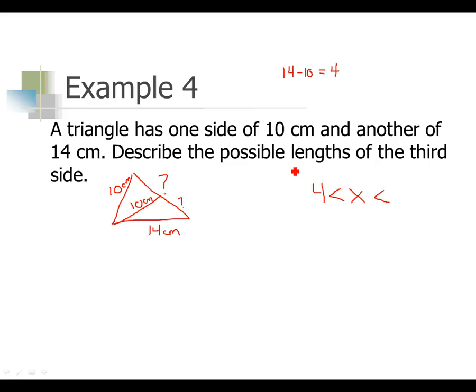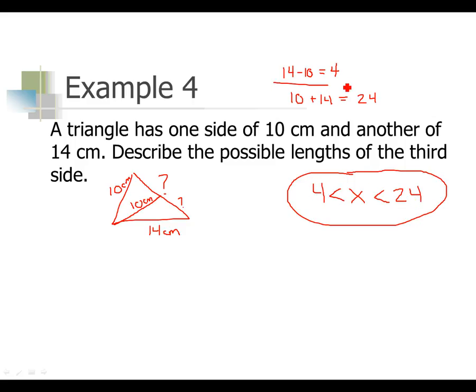And then the upper bound, you can add them together. 10 plus 14 is 24, which wouldn't work because they're supposed to be equal. But as long as we use something that's less than 24, like 23.9, that would work. So this is the answer. And I want you to write it in that form. Your lower bound is less than x, which is less than your upper bound. And to find that lower, you can subtract. To find that upper, you can add.